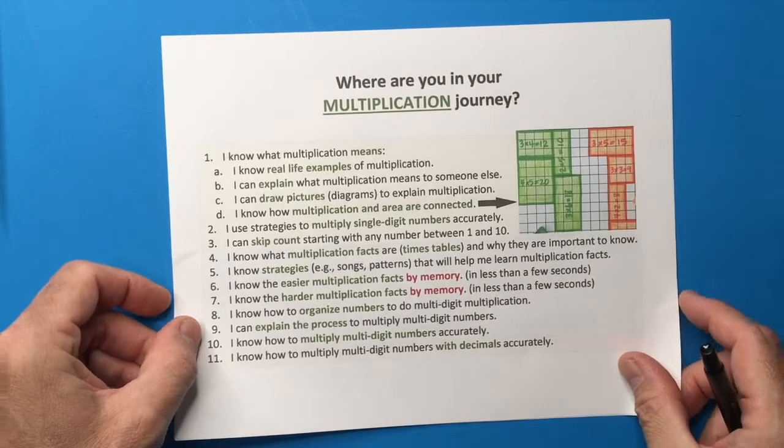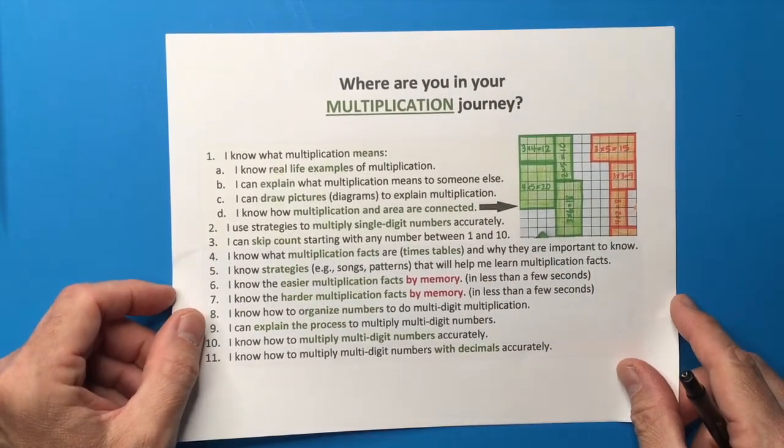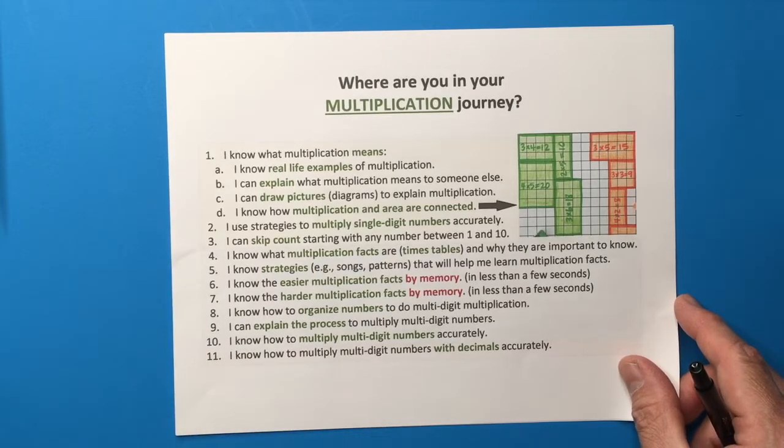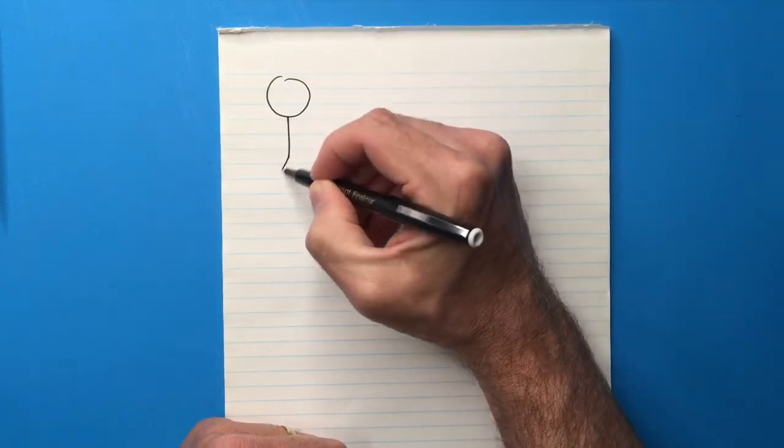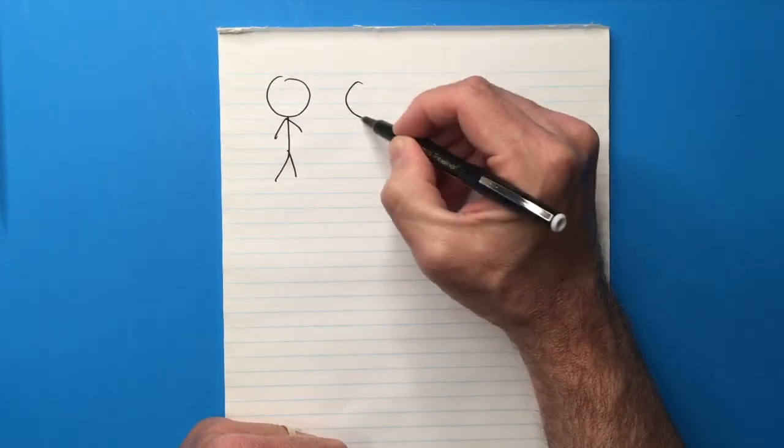I can draw pictures or diagrams to explain multiplication. Okay, so if you can draw a picture, and the other word for picture is a diagram, if you can draw a picture or diagram to explain multiplication to somebody, that's another way that you're showing that you understand what multiplication means. So you might say to yourself, well, I've got some friends coming over.